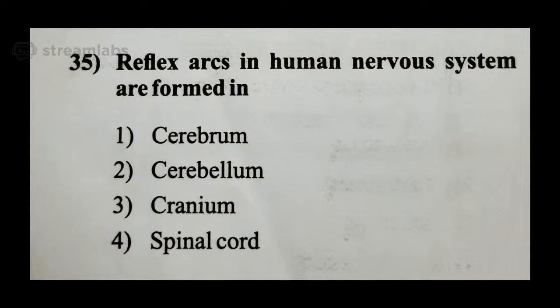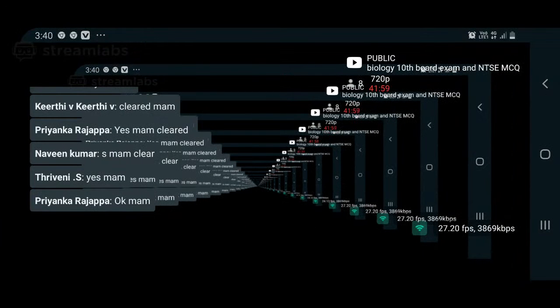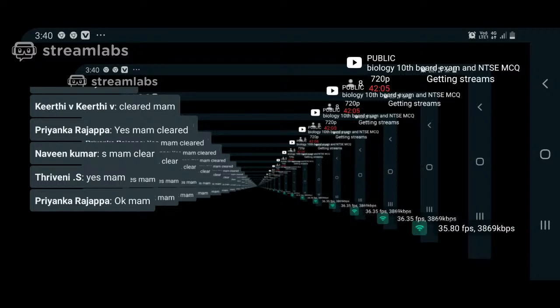Reflex arcs in the human nervous system are formed in? Very easy question, right? Direct question. No confusions at all. Okay. What is the answer for this? Very simple. Okay, what is the answer for reflex arc in the human nervous system? What is the right answer?